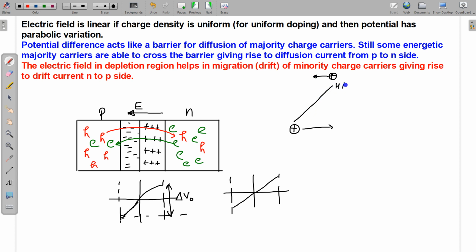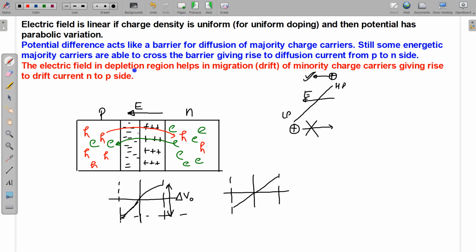And since this is high potential and this is low potential, electric field is from high potential to low potential. So obviously positive charge will face force by electric field in the direction of electric field, so it can move like this. It can easily move like this, but it cannot move like this. So this potential difference or potential barrier is actually a barrier, and it is a barrier for this kind of motion of positive charge, but not this kind of motion of positive charge. So it is a barrier for diffusion of majority charge carriers.